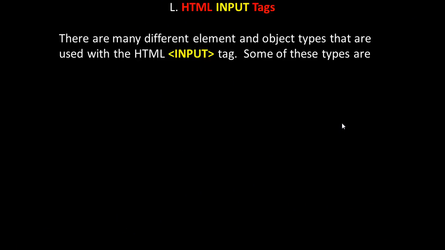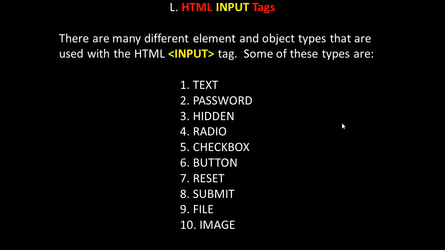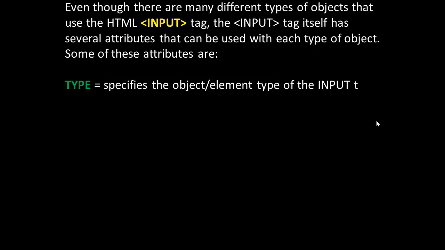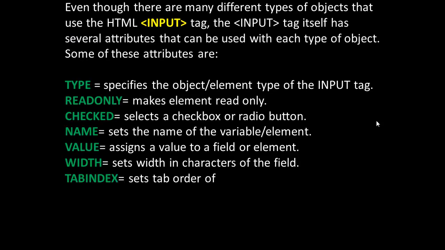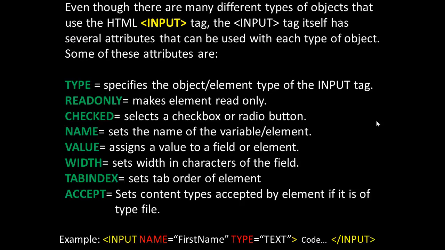Our next step brings us to HTML input tags. There are many different element and object types that are used with the HTML input tag. Some of these types are text, password, hidden, radio, checkbox, button, reset, submit, file, and image. Even though there are many different types of objects that use the HTML input tag, the input tag itself has several attributes that can be used with each type of object.